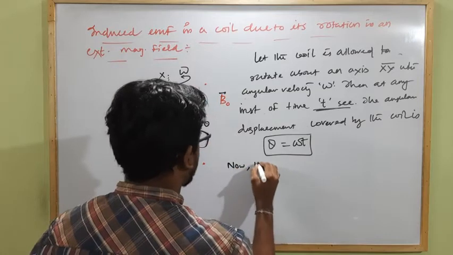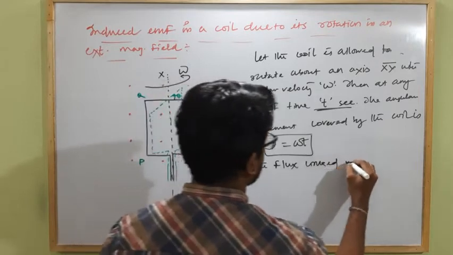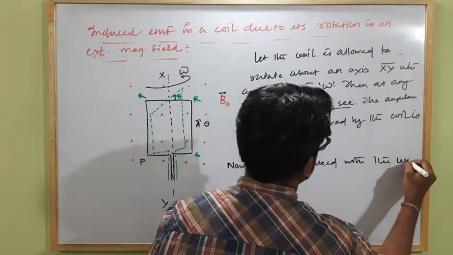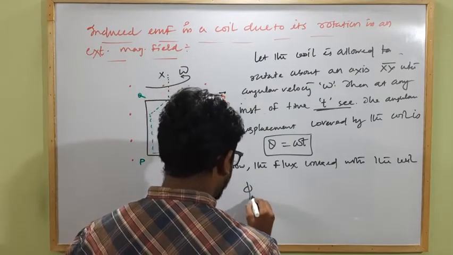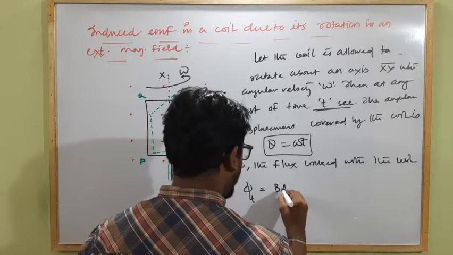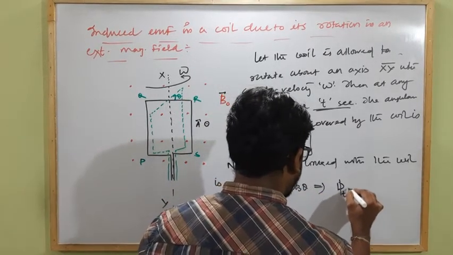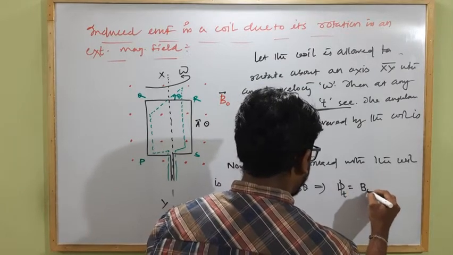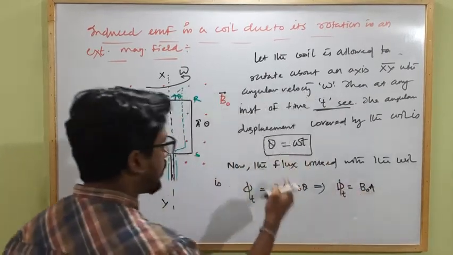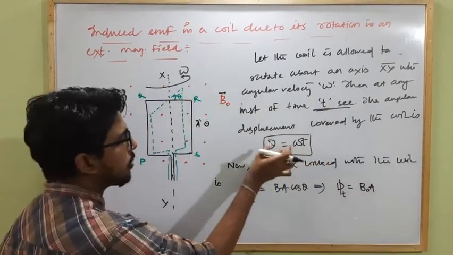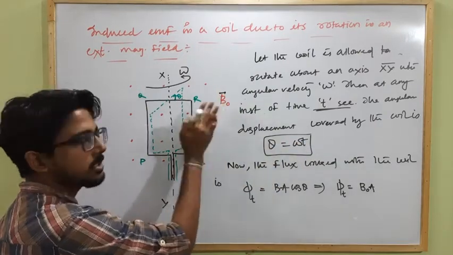Now the flux linked with the coil, phi at any instant t, will be how much? B A cos theta. So this implies phi at any instant t will be B, the external magnetic field B naught, into area of the coil A, and in place of theta, what is the angular displacement covered by the coil? That is omega t.